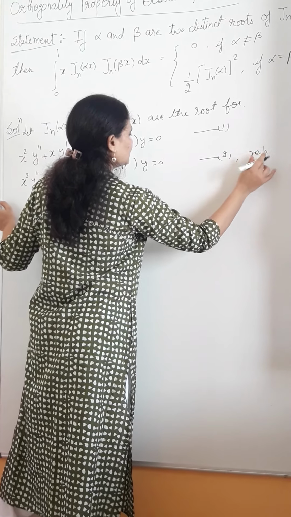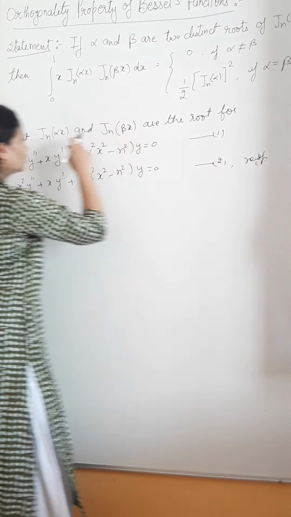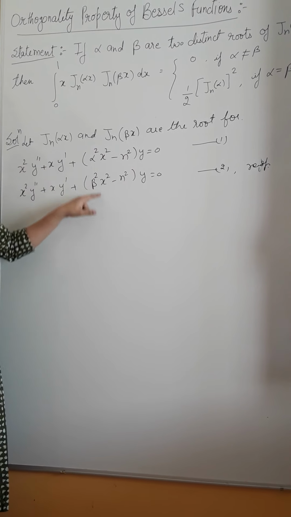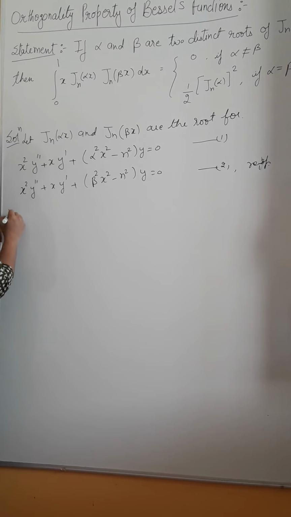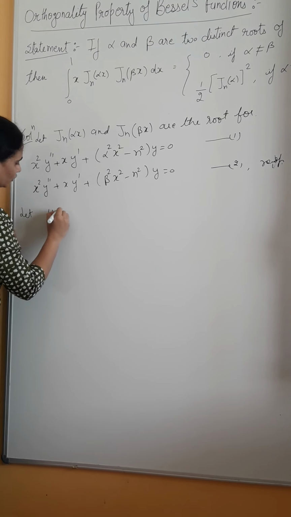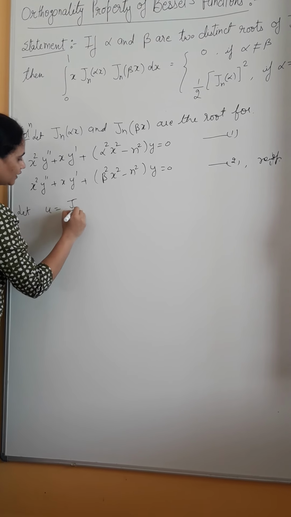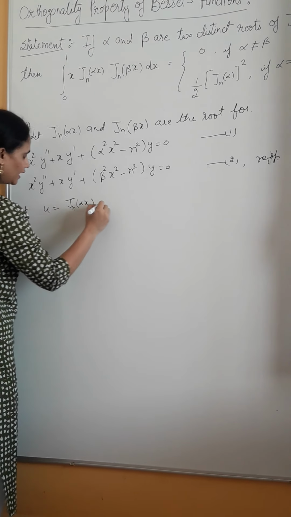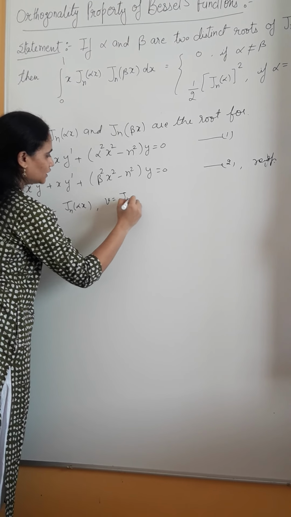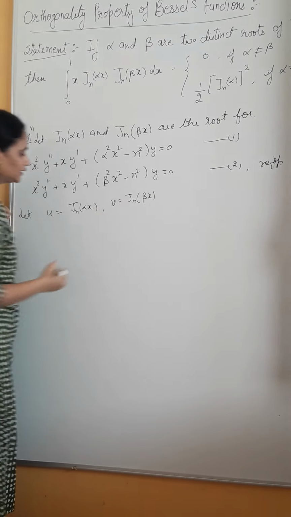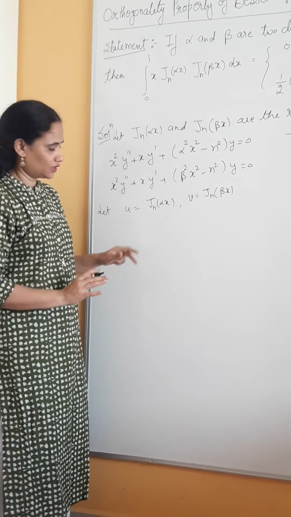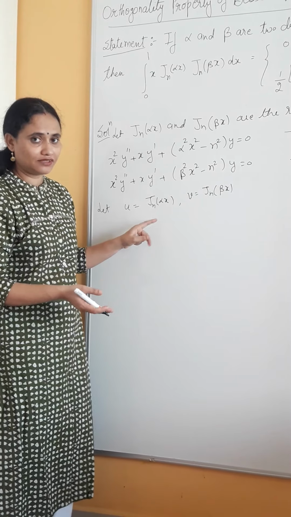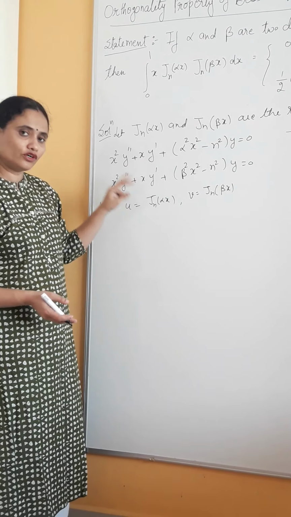That means the first root is the solution for the first equation, and the second root is the solution for the second equation. Now just assume that u is equal to Jn(alpha x) and v is equal to Jn(beta x). This assumption is just for the convenience of writing. It doesn't have any other significance.